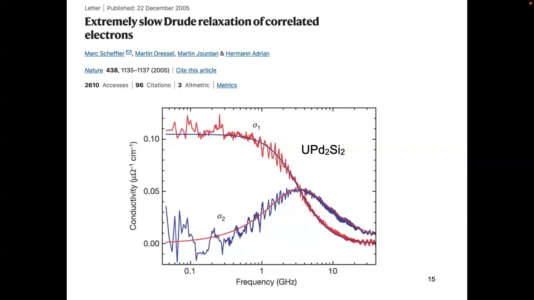The particular experimentalist decided to plot into the range where things got messy, but that's the takeaway from that. Okay, good.